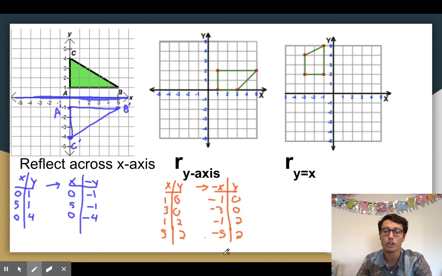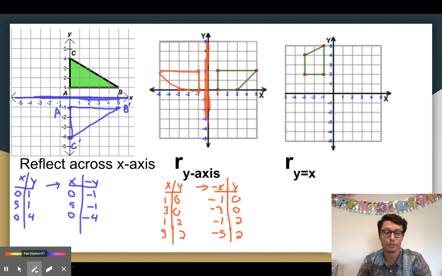So now we plot our new points. So -1, 0 is going to go right here. -3, 0 is right here. -1, +2 is right there. And -5, +2 is right there. And we have a new shape. So beautiful, so amazing, reflected across the y-axis in the middle here.